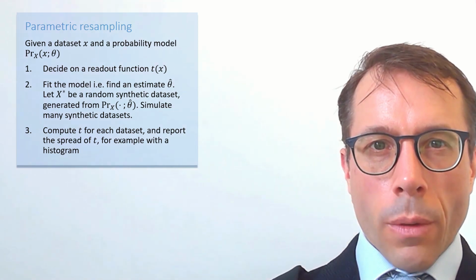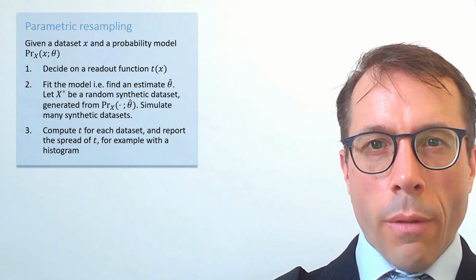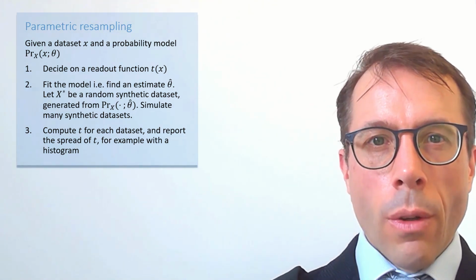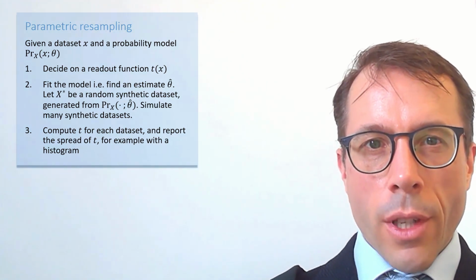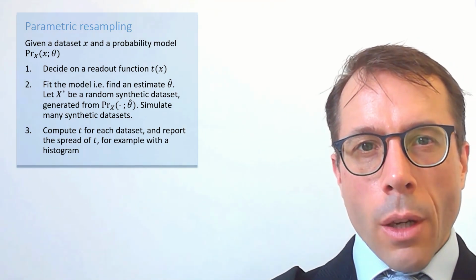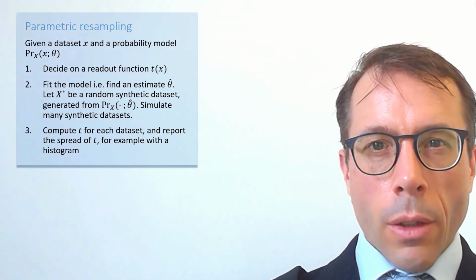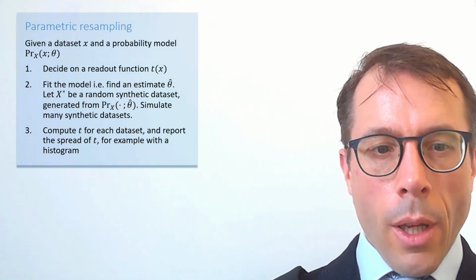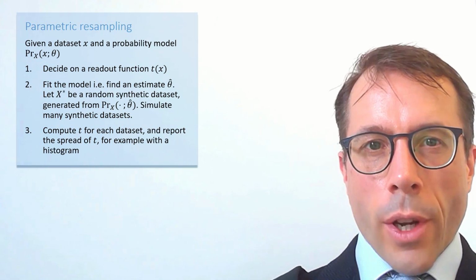Next, we fit the model. In other words, we find maximum likelihood estimates for all of the model's parameters. And this is what lets us generate new synthetic datasets. We just sample from the probability model that we just fitted. Nothing could be simpler. Finally, we want to report the spread of our readout function. We'll just simulate loads of synthetic datasets, evaluate the readout function on each of them, and, for example, plot a histogram.